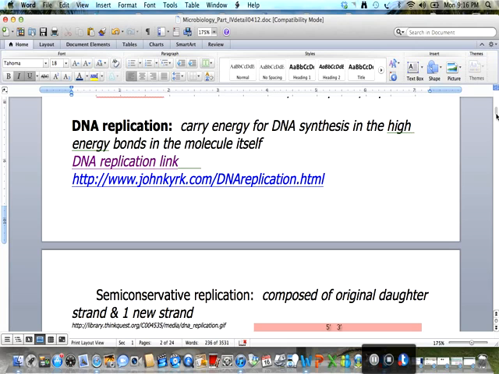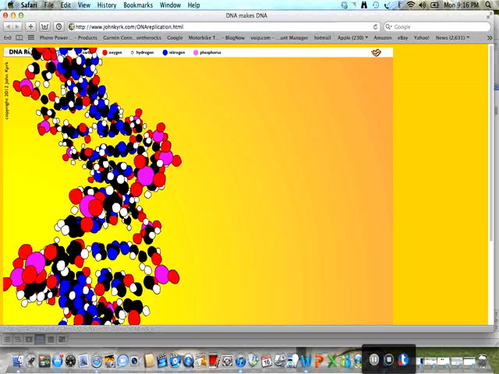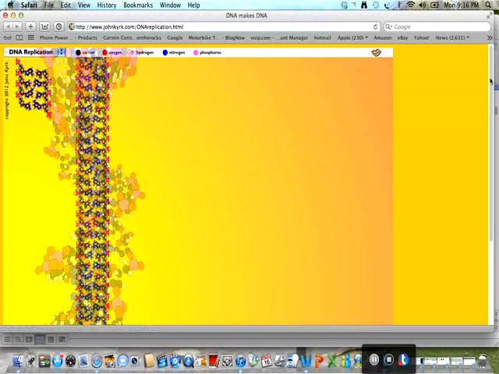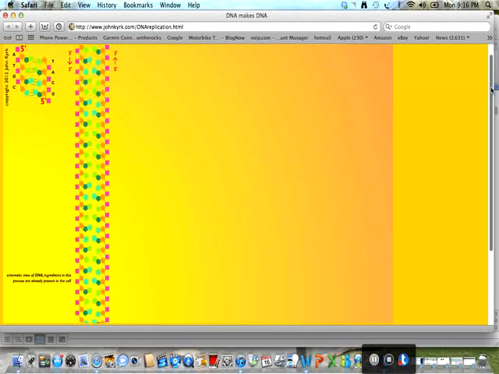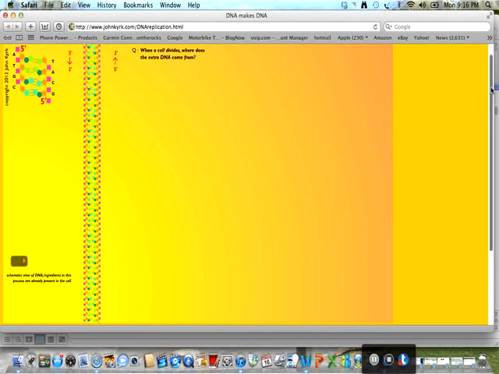The replication of DNA is broken into 3 parts: the initial process, the synthesis of the leading strand, and the synthesis of the lagging strand. Here we have an animation on DNA replication. So here we can see the DNA, or the ingredients in this process in the cell.